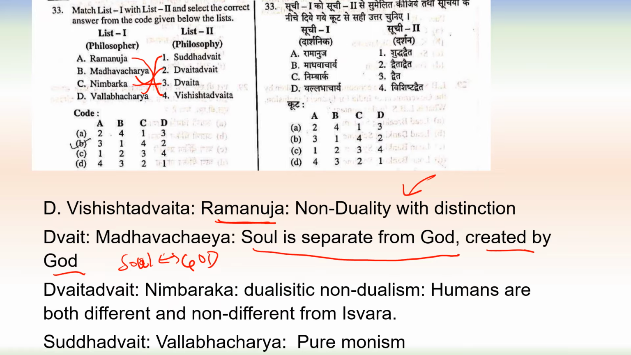Soul and God are different. Dvaita Advaita, Nimbarka, dualistic and non-dualistic. He said that humans are both different and not different from Ishvara or God. Shuddhadvaita is pure monism, and the philosopher was Vallabhacharya.